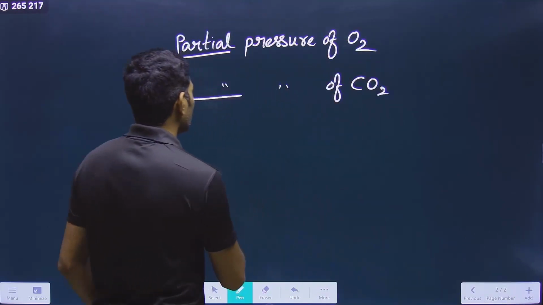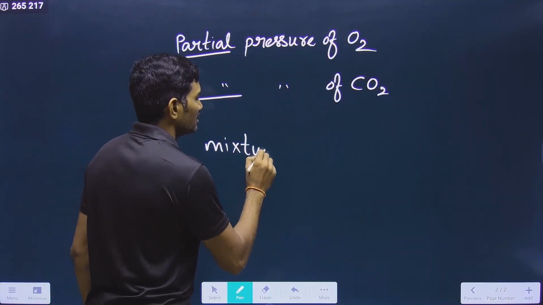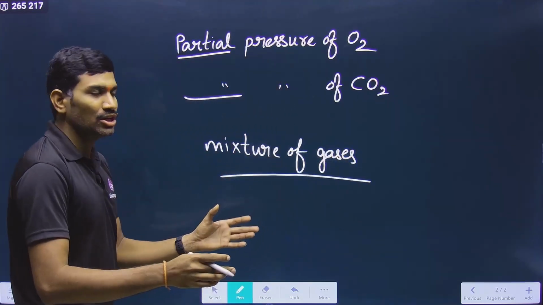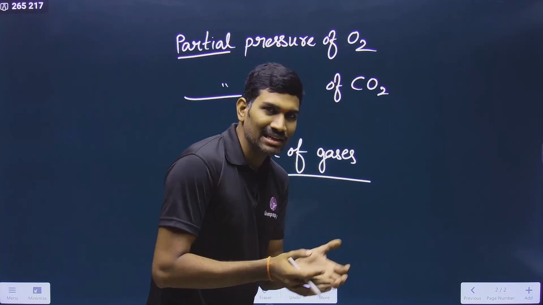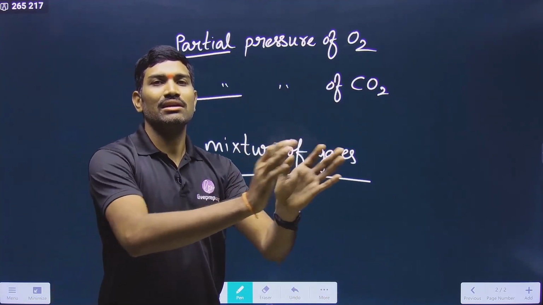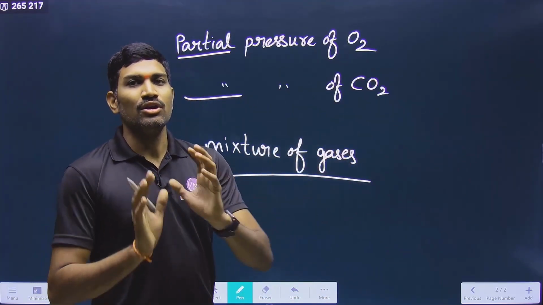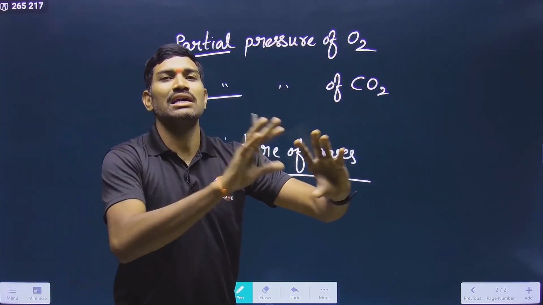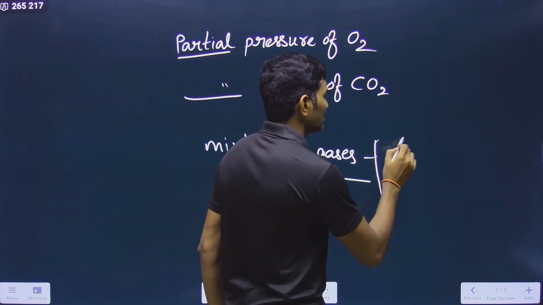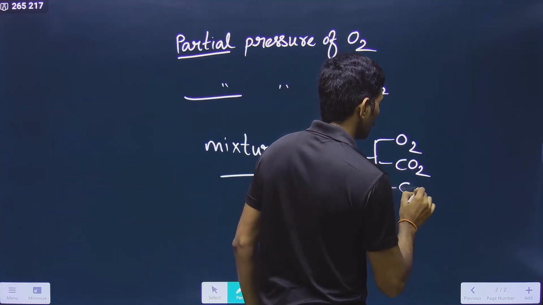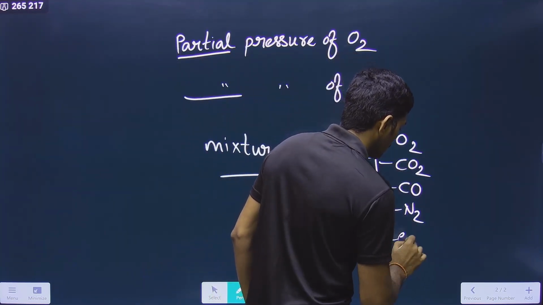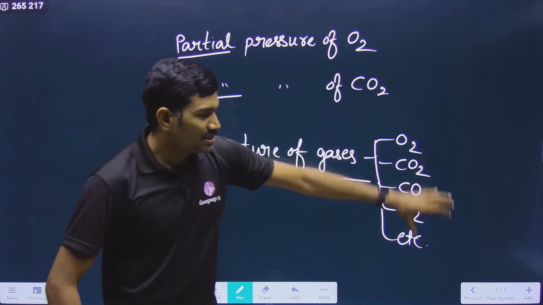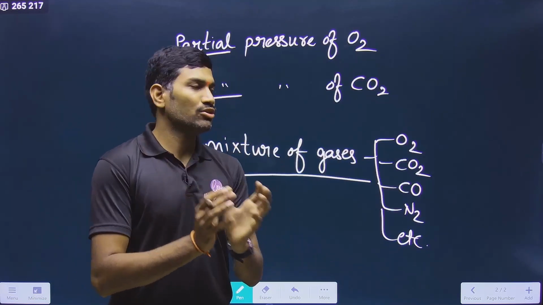So since it is a mixture of gases, that means various types of gases are present. All these gases combined give a total pressure. Now in this total pressure, what is the contribution of pressure by each type of gas? It is a mixture of gases like oxygen, CO2, carbon monoxide, nitrogen, and many other things, all present together. So you will get the total pressure here.